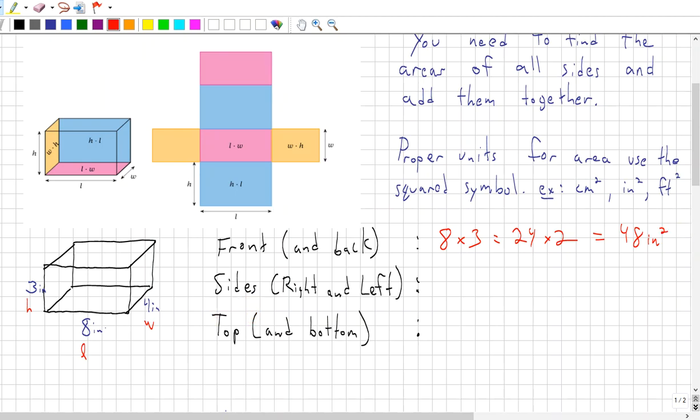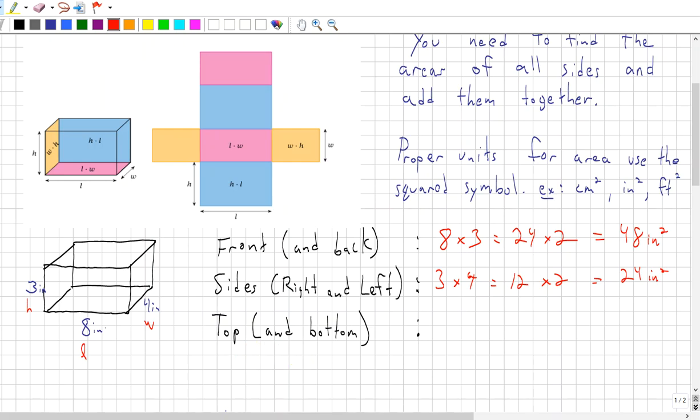The sides, that's these right and left hand sides, which are like the width times the height, these pieces here that fold out. So if you can look at it, the bottom side here is the same as the bottom side over here. So we have 4 times 3, or 3 times 4, which is 12. Again, I'm multiplying that by 2 because we have a right and a left side. So that is 24 inches squared, or square inches. You can say the same thing. Both of them mean the same thing.